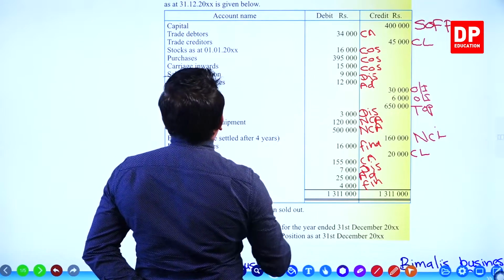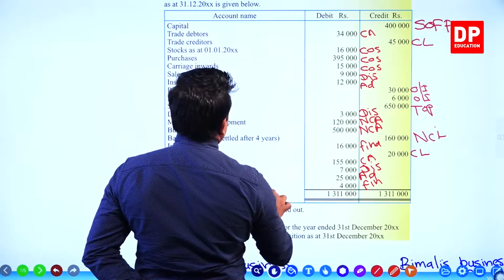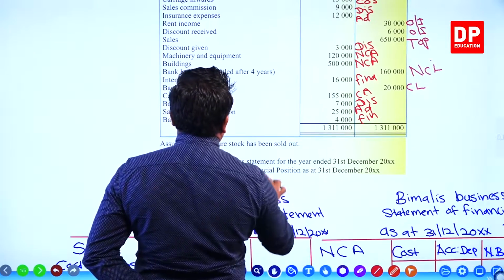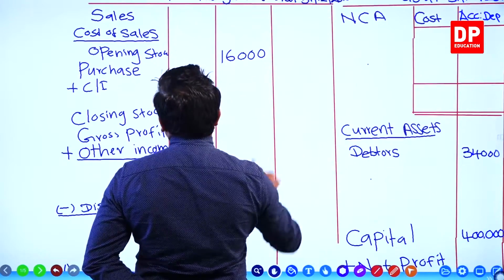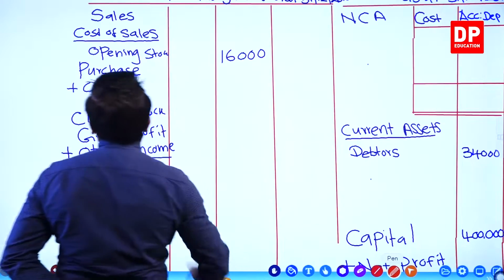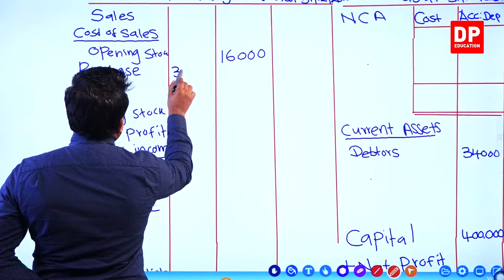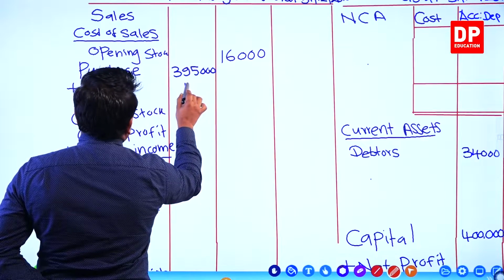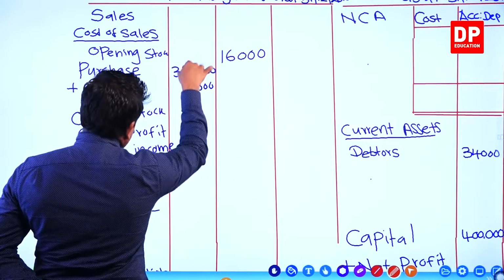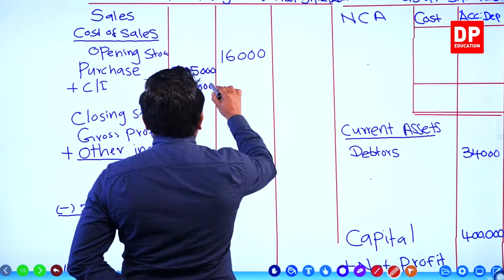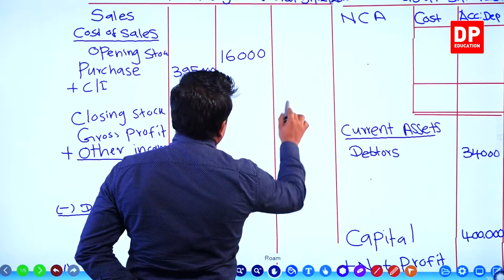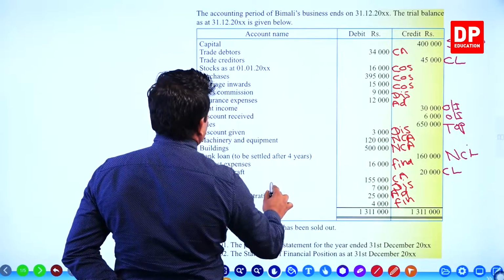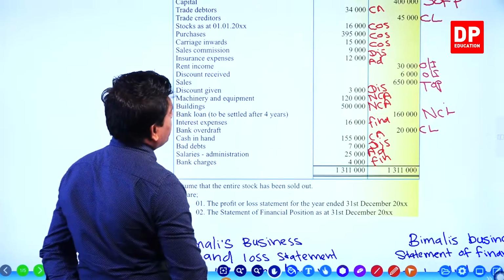Purchases 395,000, carriage inwards 15,000. Both come to the same place. Purchases 395,000. How much is the carriage inwards? It's 15,000. You have to add these two. Now the next one. Don't get the total here. First, we have to enter the details in the relevant places. After that, it's very easy to get the total.